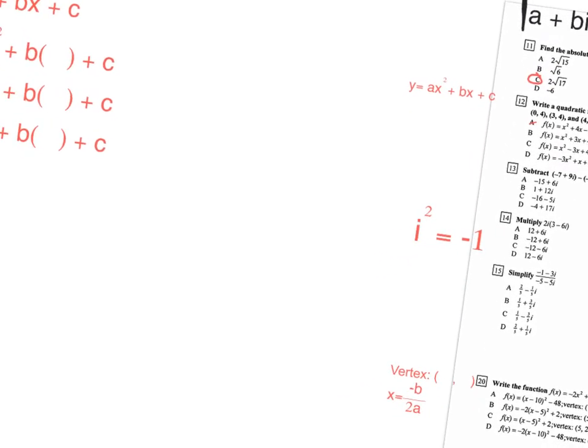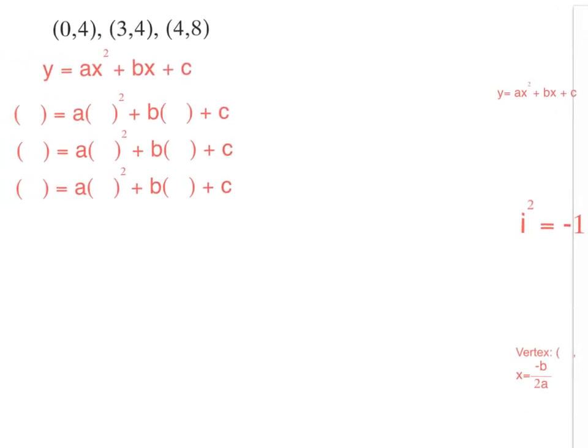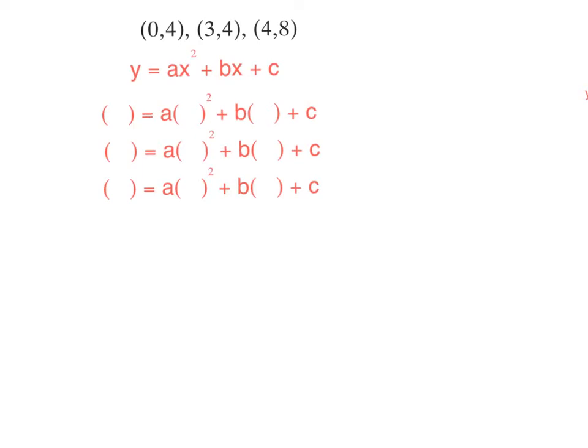I rewrote those same 3 points, and this is a setup right here. We'd have to plug in the x values, the x value 0, into the x spots. So I will have a 0 here and a 0 there, and your y value of 4 into the y spot, which will be over here.